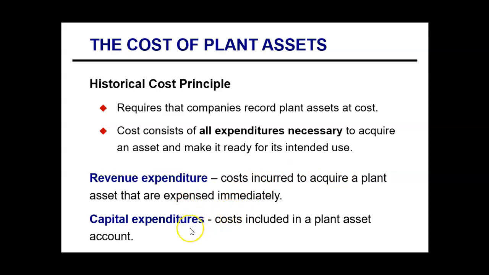But if it is what we call a capital expenditure, it would do one of two things. It's going to either extend the useful life of the asset or increase the capacity of the asset. So for example, if I put a new engine inside an automobile, that's going to extend the useful life of that asset. Or if I was to add on to a building, add a new wing to the building, that's also going to increase the usefulness of that asset.